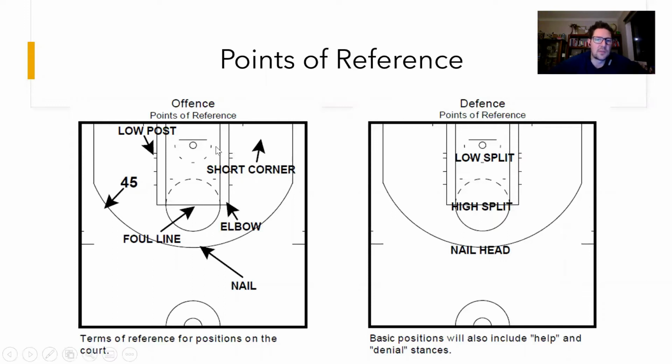So I thought this one offense on the left-hand side is a good terminology thing of just the words we may use. So if we speak about the 45, it's just pretty much on the 3-point line here on the 45-degree angle. And then that goes for both sides. Short corner is just this spot here. It's closer to the ring that's in the corner. So it's not the dead corner, it's a short corner.